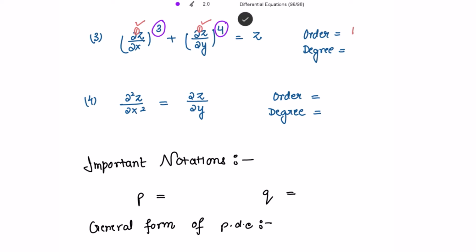Which one is greater? 4. So the degree is 4. Easy to understand? Okay.